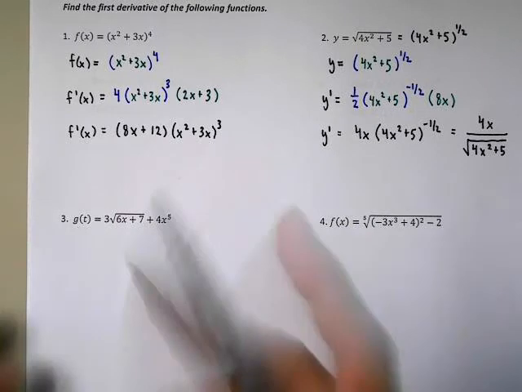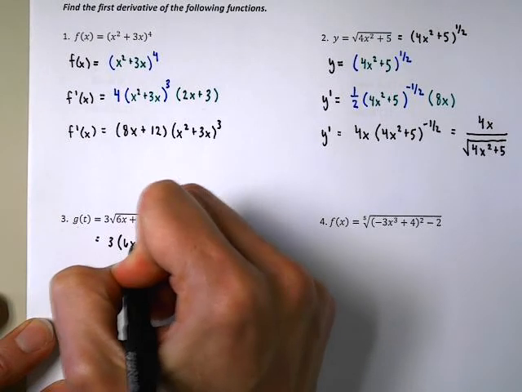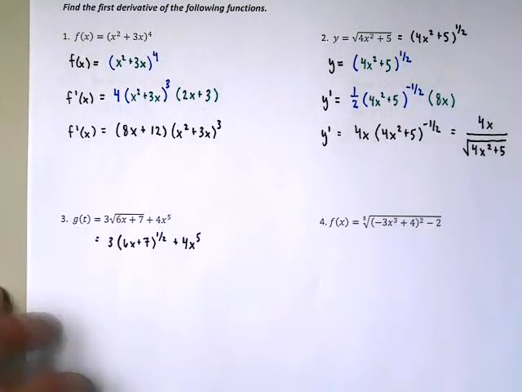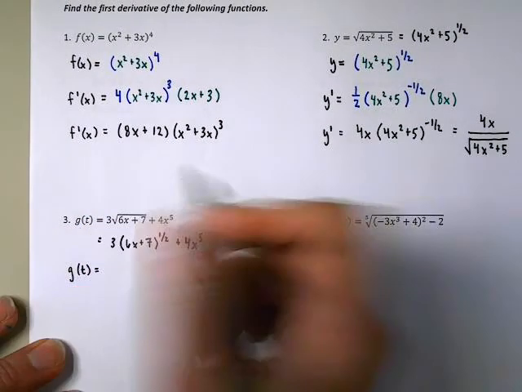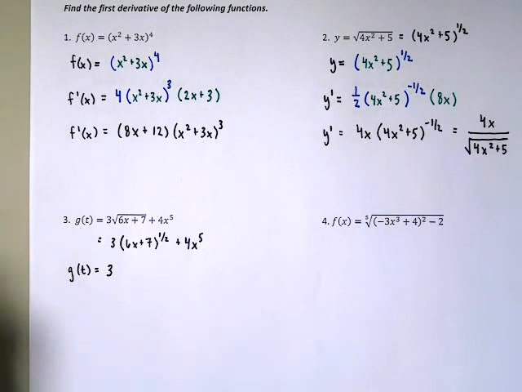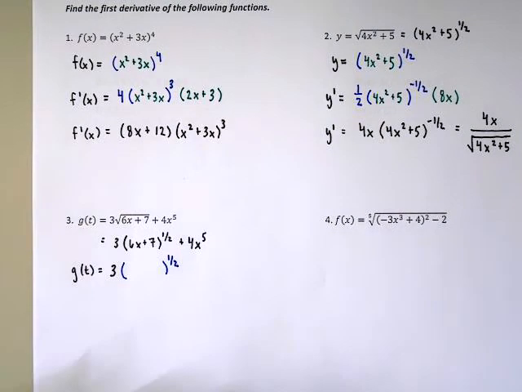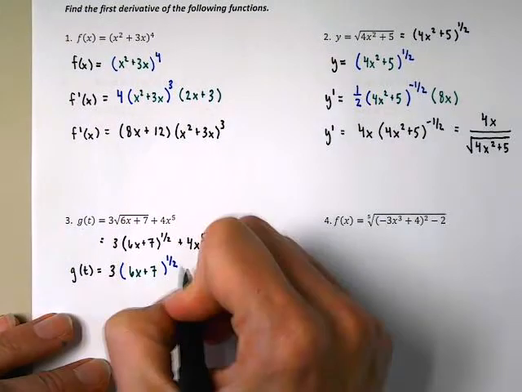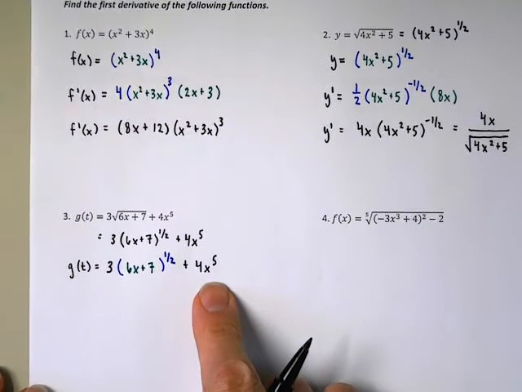All right. For number 3, we have our function g of t. Again, I'm going to rewrite this as 3 times (6x plus 7) to the 1/2 plus 4x to the 5th. Now I'll put some color in here. I have g of t equals, this is just a constant, so I'm going to leave it out front. I have all of this to the 1/2. My inner function is 6x plus 7. And now this is just a totally separate term, so I'm just going to leave that. That's going to be an easy one to deal with because that's just our basic power rule.